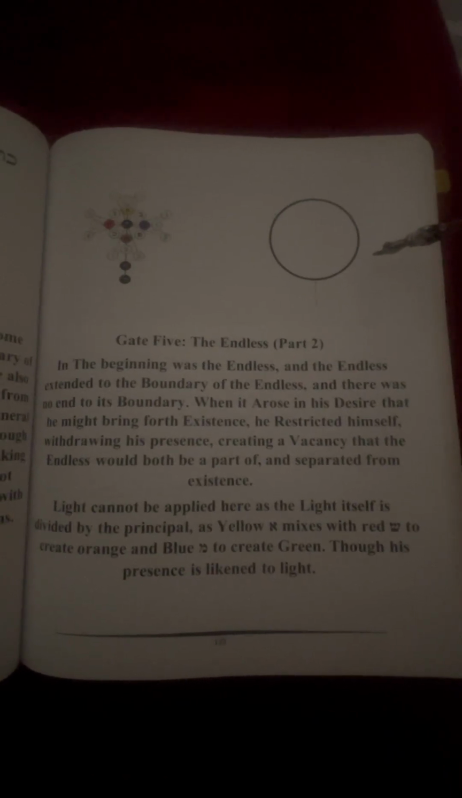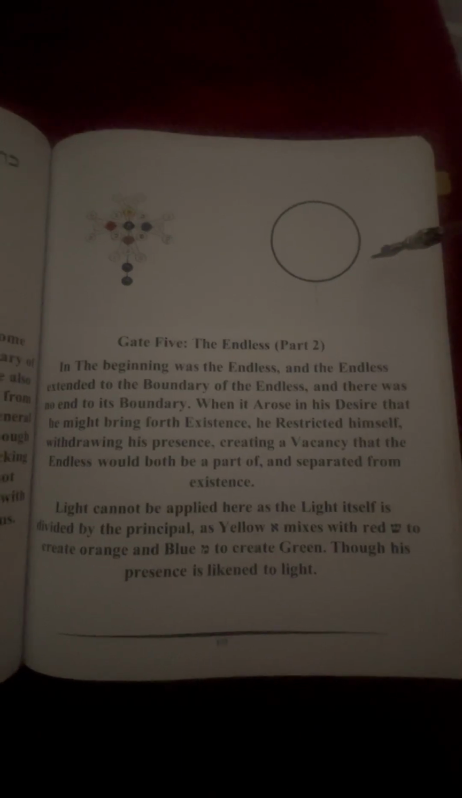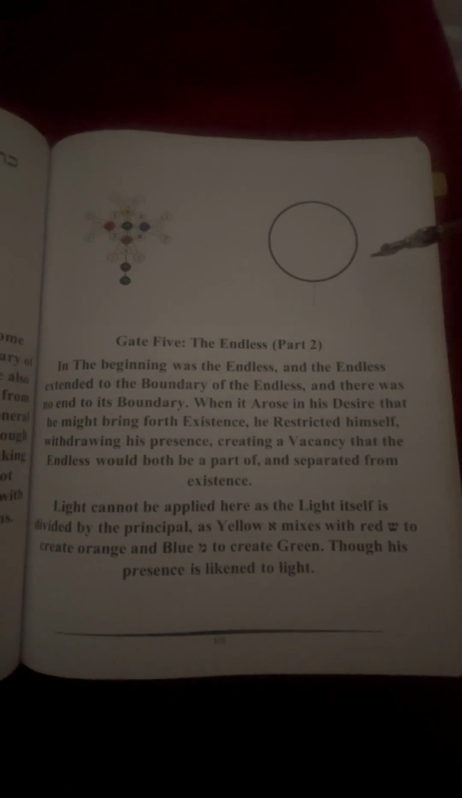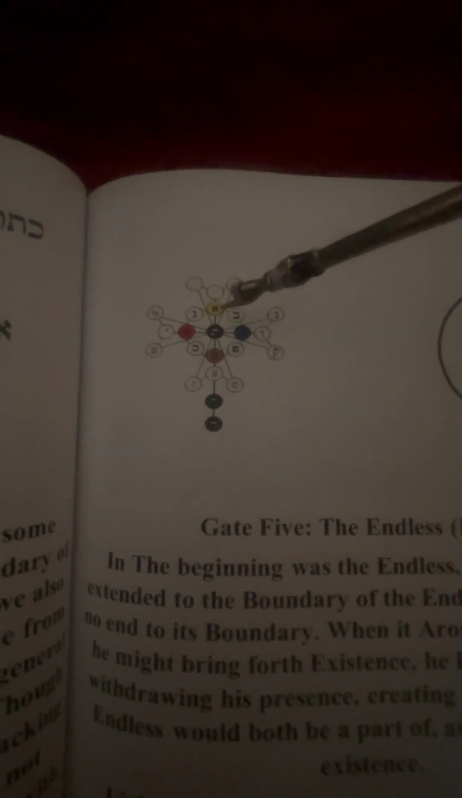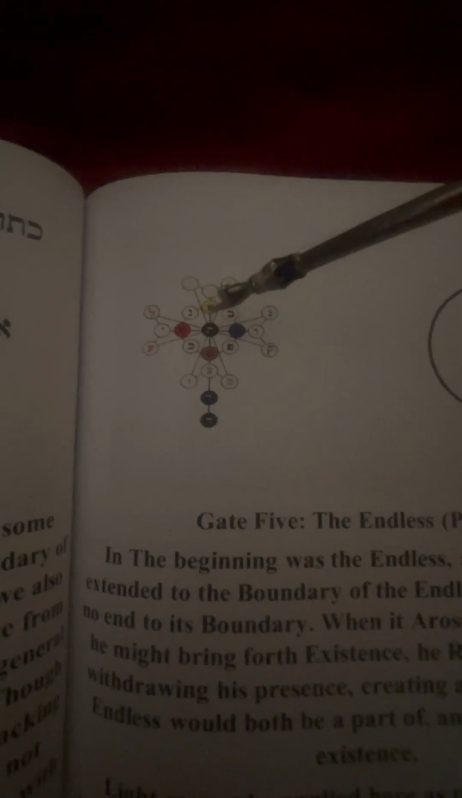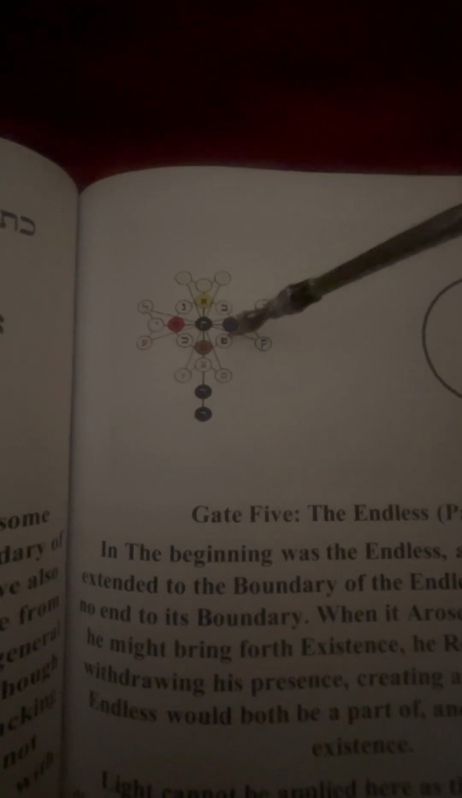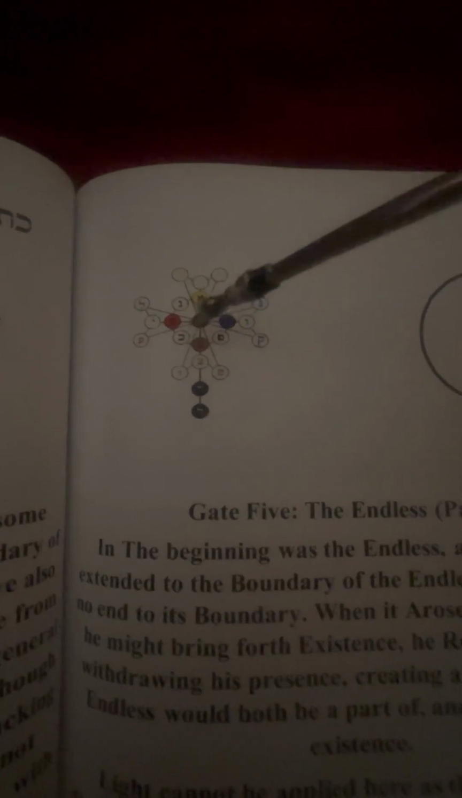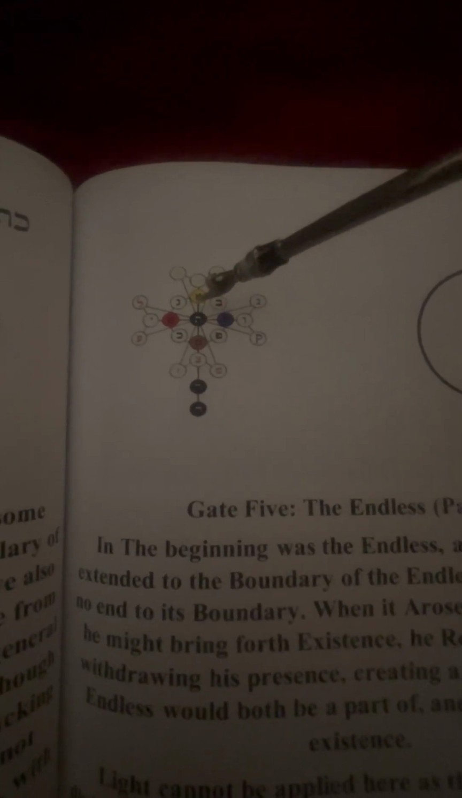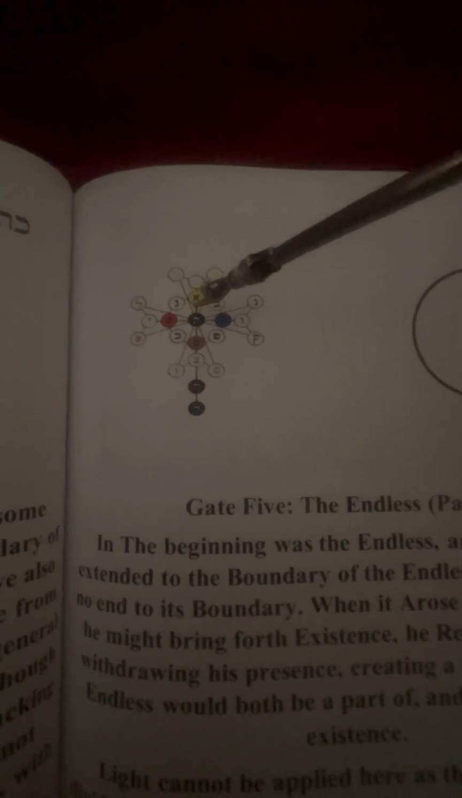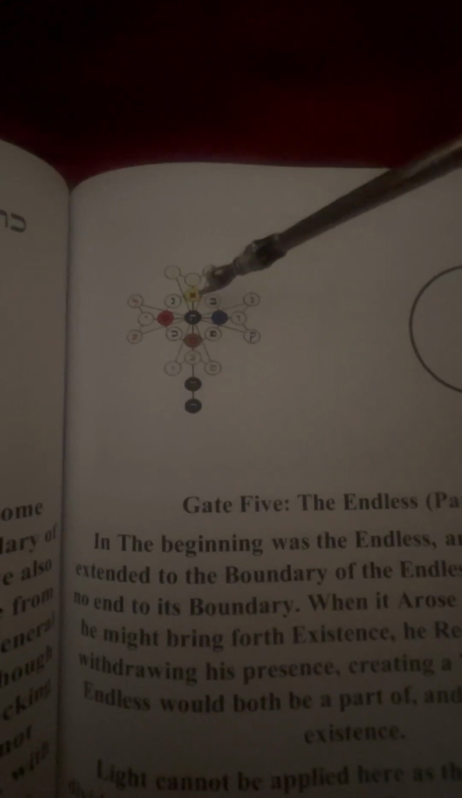Light cannot be applied here, as the light itself is divided by the principle as yellow, aleph, mixes with red, shin, to create orange, and blue, mem, to create green, though its presence is likened to light. This is because the aforementioned principle of aleph separating mem from shin that was discussed in the prior gates is self-evident here in the light, because yellow mixes with blue to create green, and yellow mixes with red to create orange. Thus, this process of aleph separating mem from shin appears here in the light, and as a result, light cannot actually be applied to it because it supersedes the light.